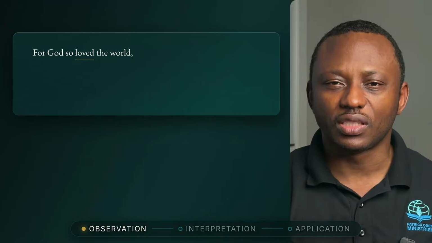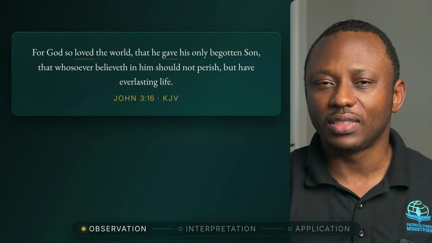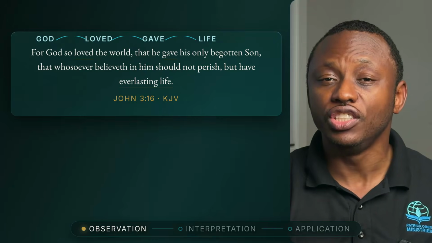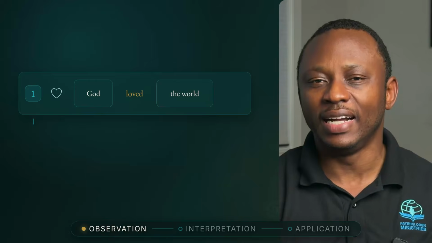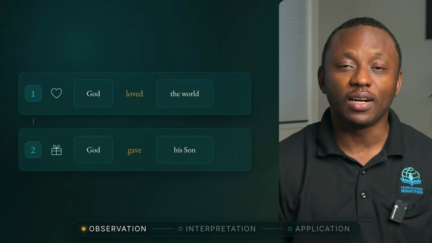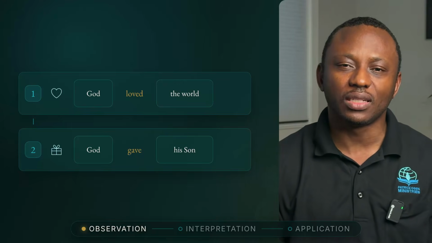Let's take a familiar verse, John 3:16. For God so loved the world that he gave his only begotten Son. Don't rush through it because you already know it. Observe the verse. Who is acting? God. He loved. He gave. Whom did he love? The world. What did he give? His Son.